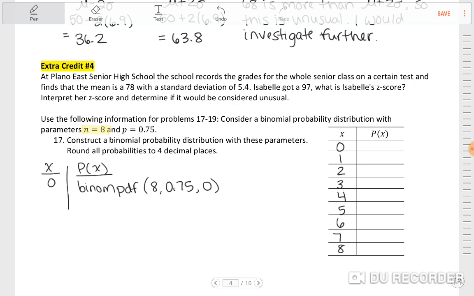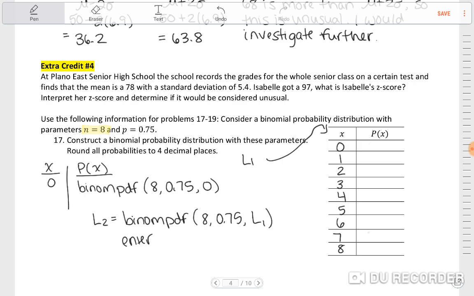If you're doing it in the list, so list 1 is that column. For list 2, you go up and highlight where it says L2, so that part should be in black. You put in binom PDF 8, .75, and then here you would put L1. Then once you hit enter, it should populate all of your probabilities here.